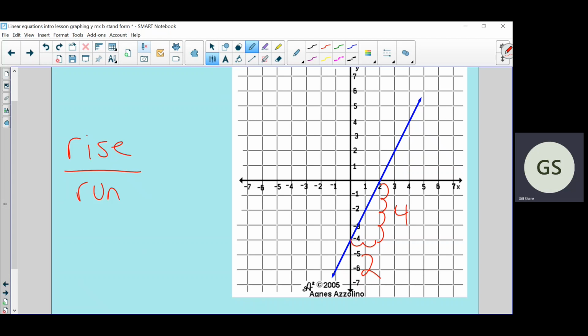Out of that, which number is left and right? Left and right is 2. Rise is up and down. Way too many people have flipped those. I've seen 3 people at least, if not more, and I've only checked like 5.